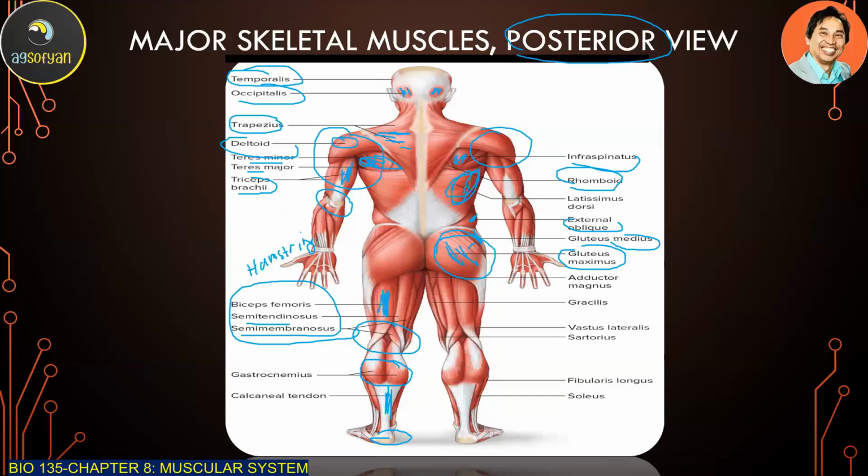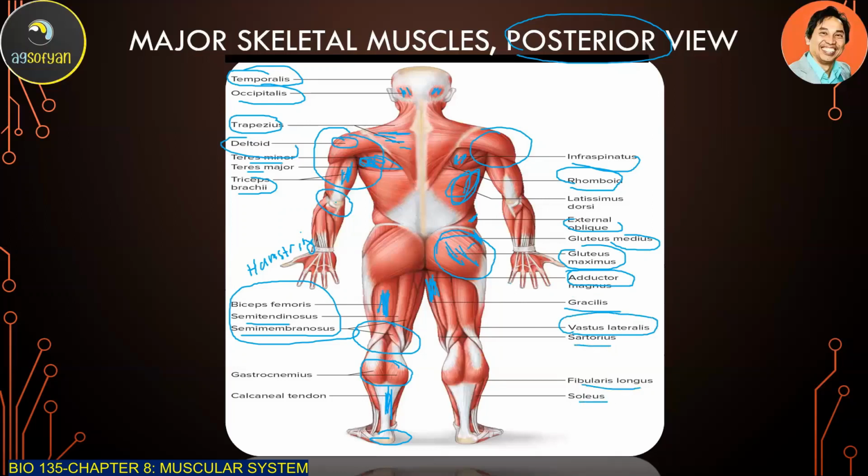It's going to be using these gluteal muscles. Adductor, we already mentioned that adductor muscle in the middle part. The function comes from the name: adductor, so this is the adduction muscle, the one that will perform adduction. Gracilis muscles, vastus lateralis, which is part of the quadriceps femoris muscle, sartorius, fibularis longus, and soleus muscle.